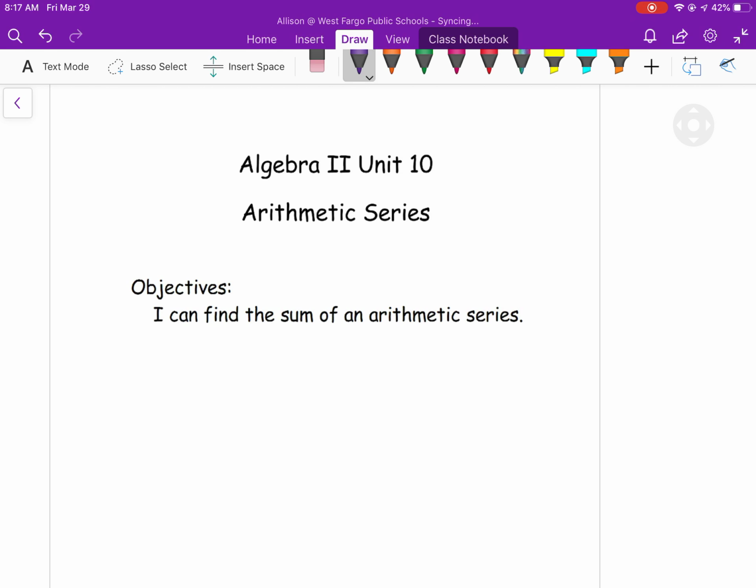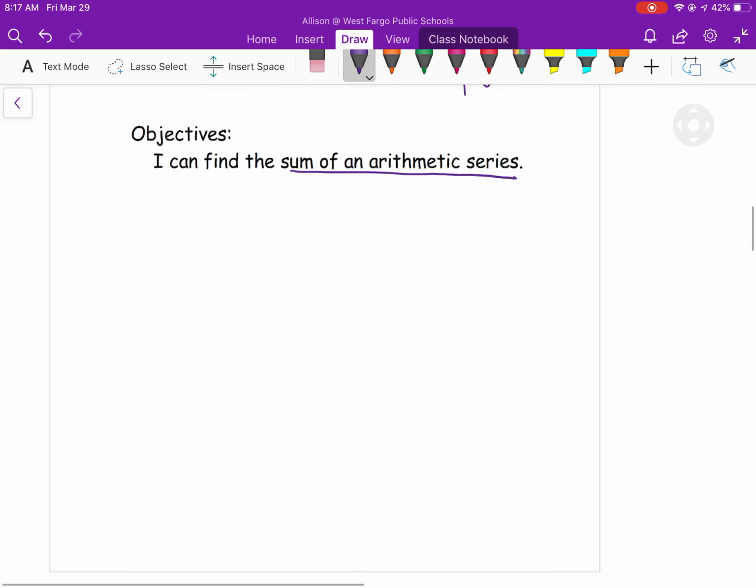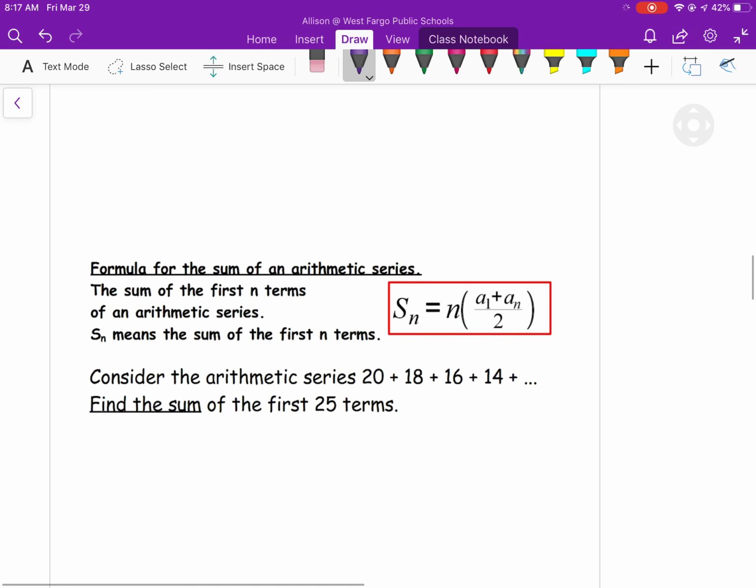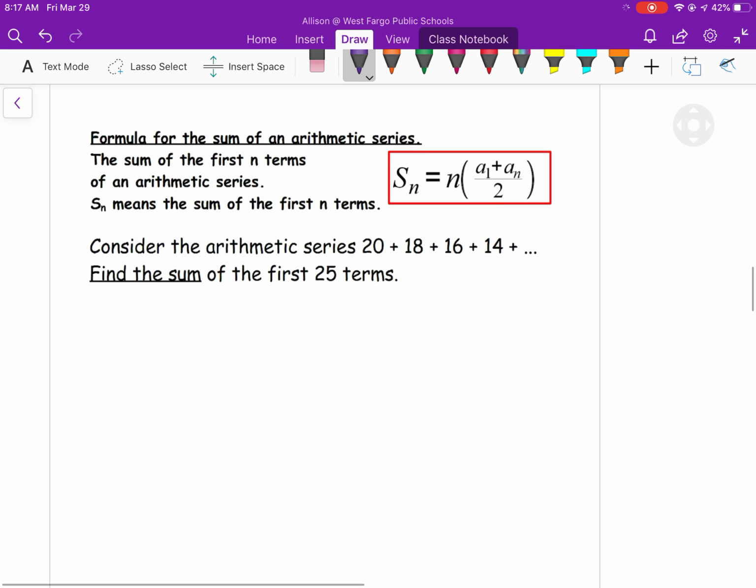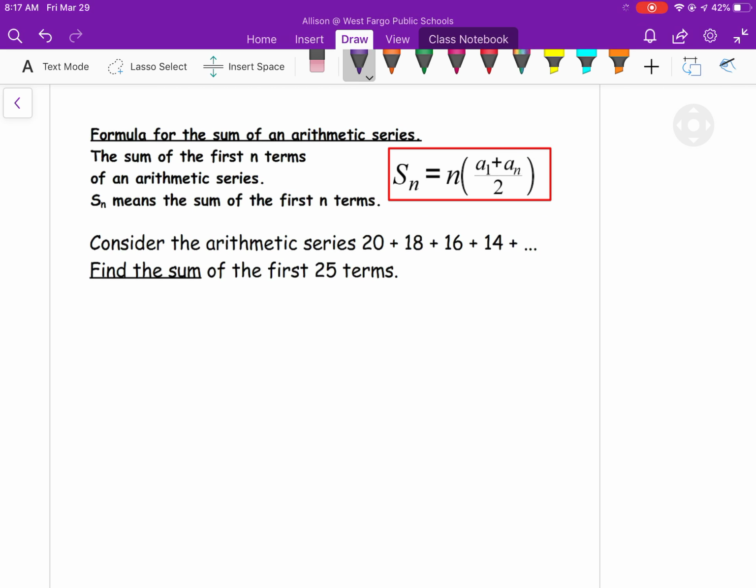This video will go with 10.2b notes from 2019 Algebra 2. We're going to focus on finding the sum of an arithmetic series. So remember, an arithmetic series is one that changes with a common difference. The formula for the sum of the arithmetic series is given here.